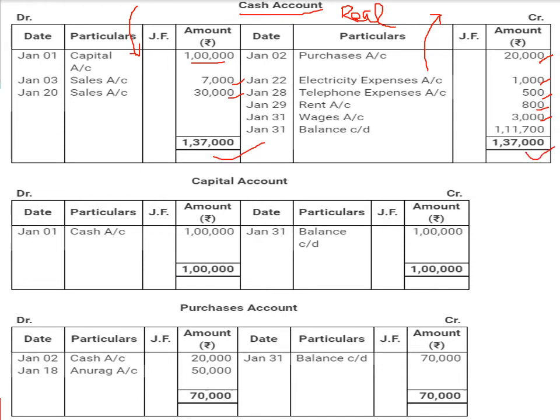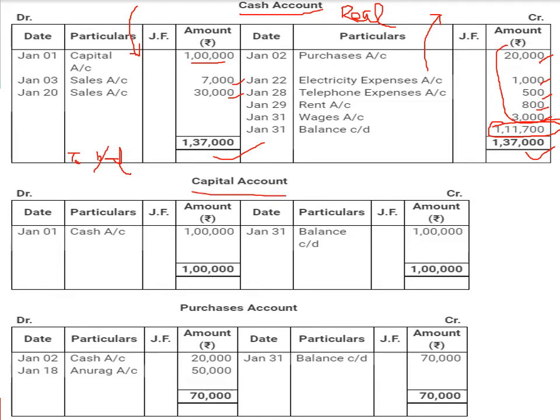Out of 1,37,000 we have spent these amounts. These are the amounts of payments. This is the balance c/d. This balance c/d will be transferred to the next month or the next year as balance brought down, that is b/d.